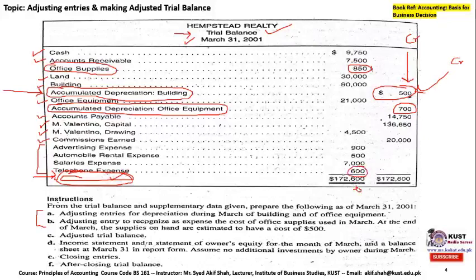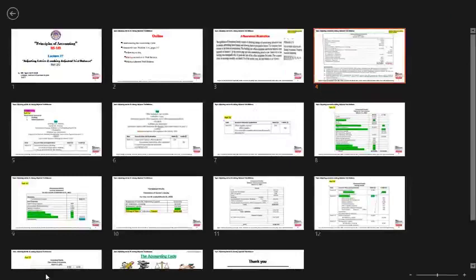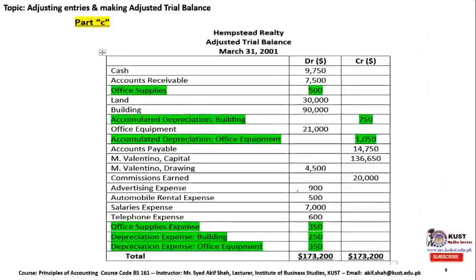So how to do that? Let's move directly to our next step, where we have incorporated the entries into our adjusted trial balance. So this is basically the solution of part C.